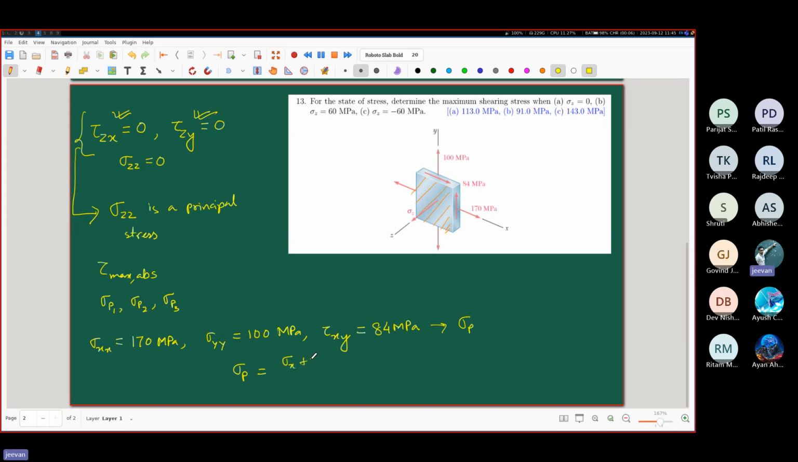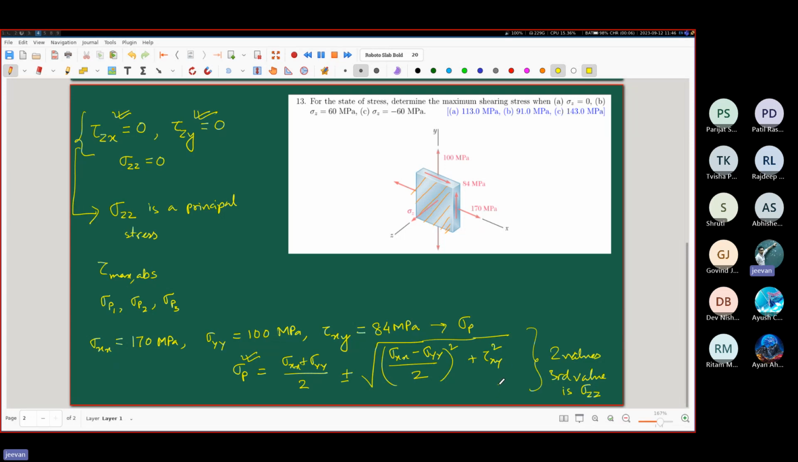We have to use the formula (sigma xx + sigma yy)/2 plus or minus the square root of ((sigma xx − sigma yy)/2) squared plus tau xy squared. If we do that, we'll be able to find two values of sigma p from here, and the third value is nothing but sigma zz.